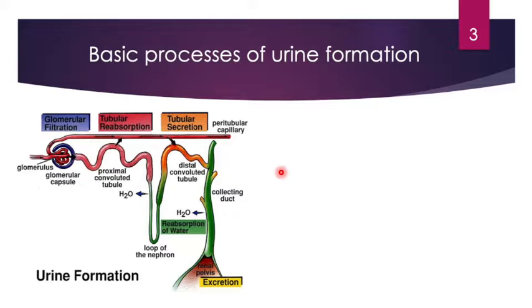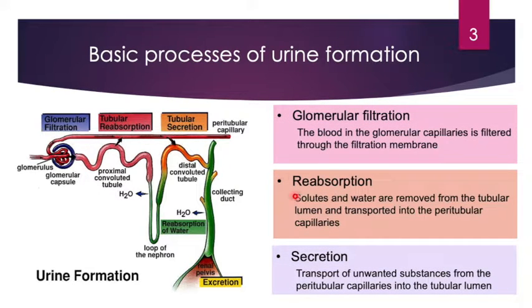There are basically 3 basic processes of urine formation. First is glomerular filtration, where the blood in the glomerular capillaries is filtered through the filtration membrane. Filtrates from the glomerulus will enter the proximal tubule, whereas unfiltered substances will flow to the efferent arteriole and to the peritubular capillary. Second process is reabsorption.